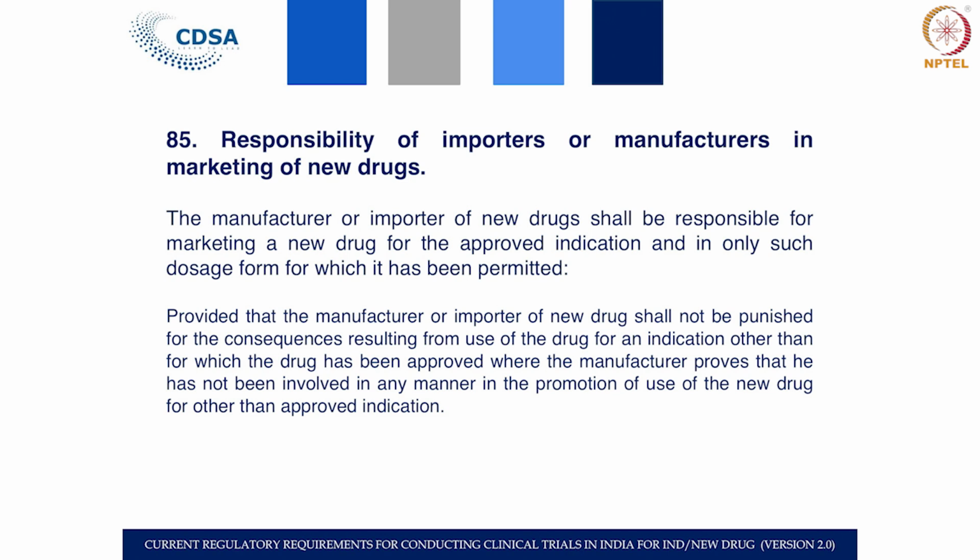Rule 85 states the general responsibility of the importers or the manufacturers in marketing of the new drugs. You cannot market a new drug other than for the approved indications. The indications in which it has been approved, it can be manufactured and marketed only for that particular dosage form and the indication.